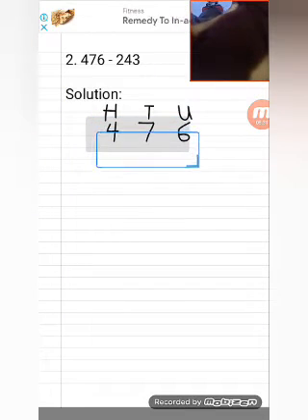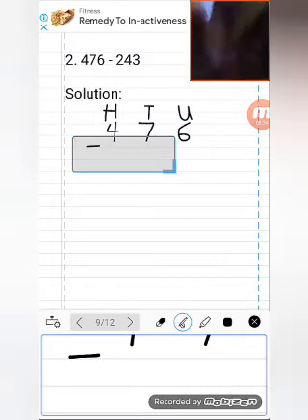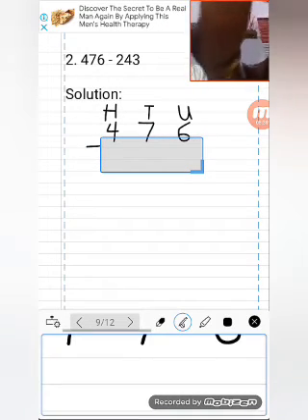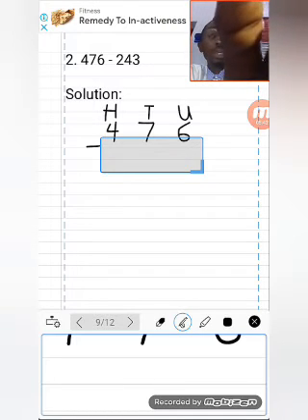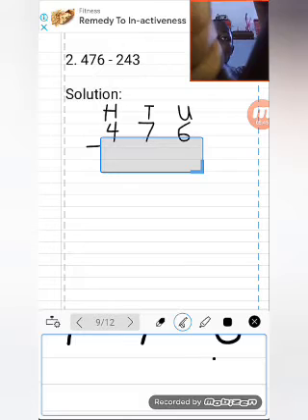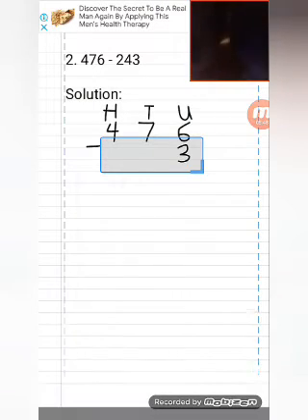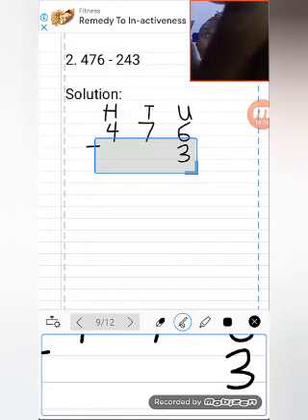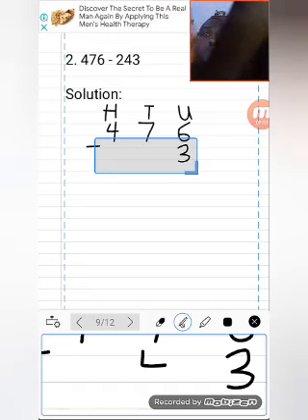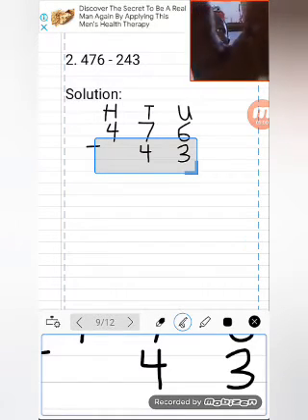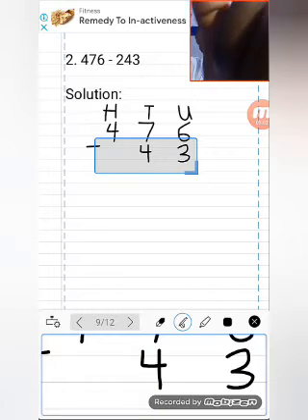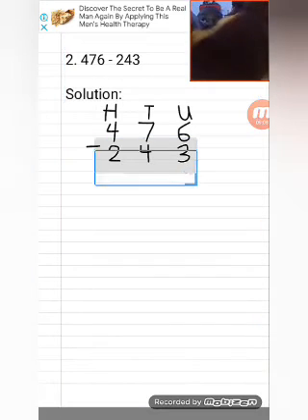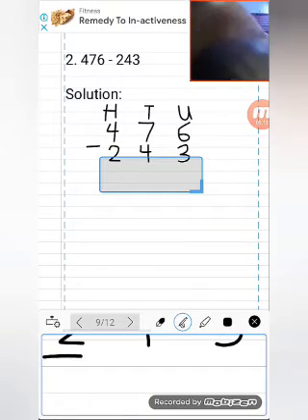Okay, so then we write our minus, right? 243 now, minus 243, so the 3 should be under the unit, then the 4 in 243, the 4 should be under the tens, then the 2 should be under the H, that 400. Good. So we have a space to write our answer.